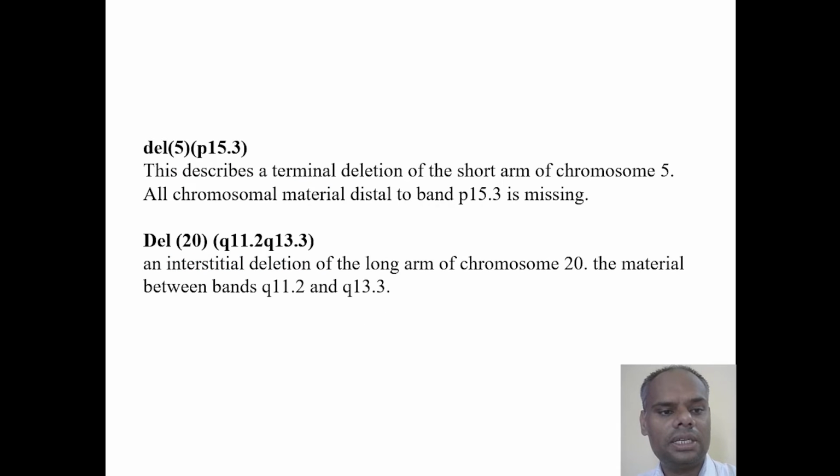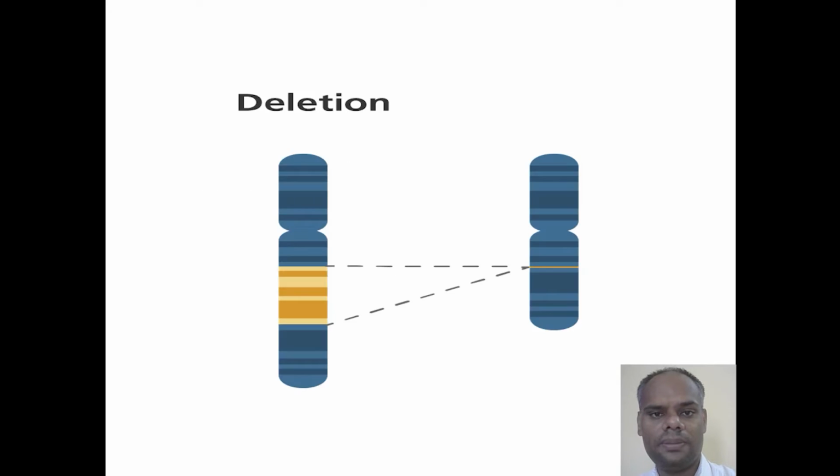For example, del 5 p15.3 describes a terminal deletion of the short arm of chromosome 5. All chromosome material distal to band p15.3 is missing, whereas del 20 q11.2 q13.3 is an interstitial deletion of the long arm of chromosome 20, and the material between band q11.2 and q13.3 is missing. This is an example of a deletion chromosome where a specific portion has been deleted.